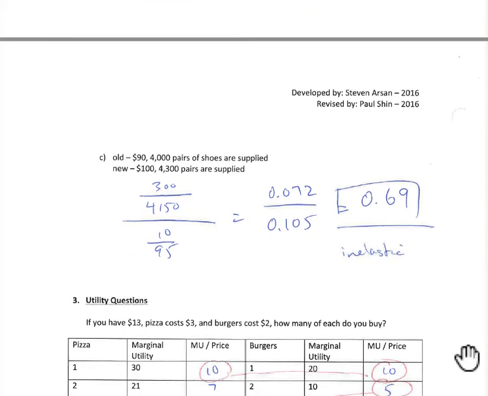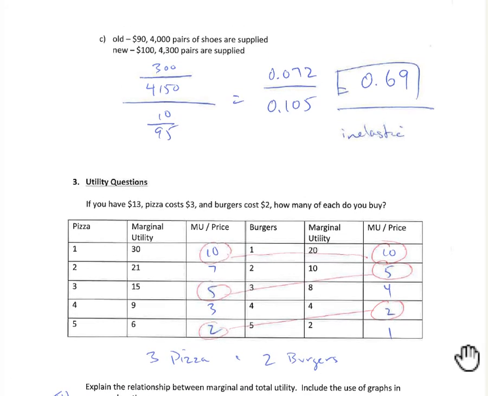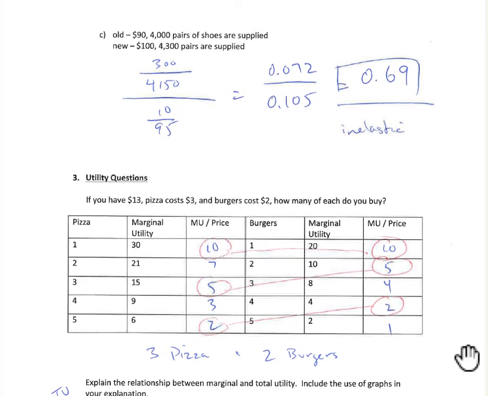Now we go on to some utility questions. So here we have a scenario, so hopefully you filled this out and can explain through it. If you have $13, pizza costs $3 each, burgers cost $2 each, how many of each do you buy? Our utility maximization formula makes us figure out what is marginal utility divided by price of pizza, what is marginal utility divided by price of burgers, because this gives us information on utility per dollar spent when I consume pizza, and then utility per dollar spent when I consume burgers.